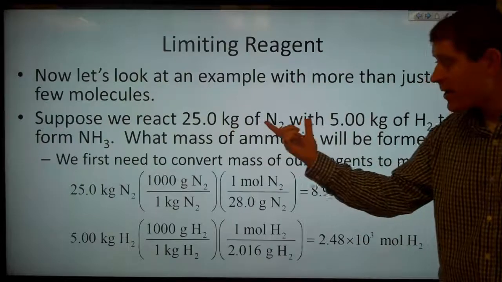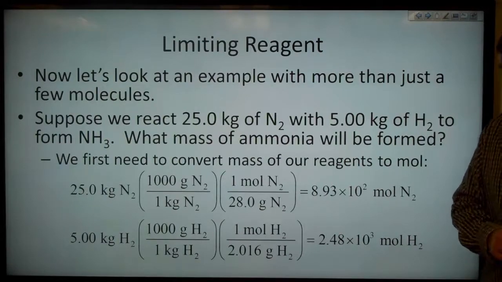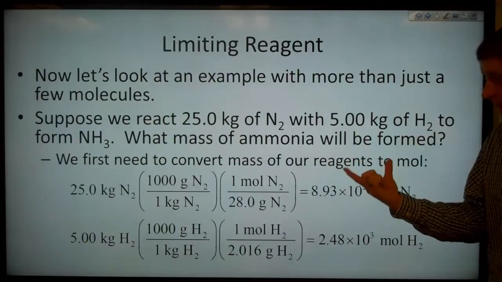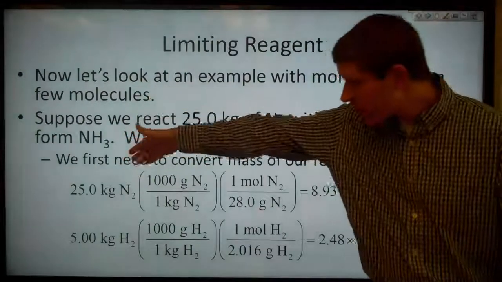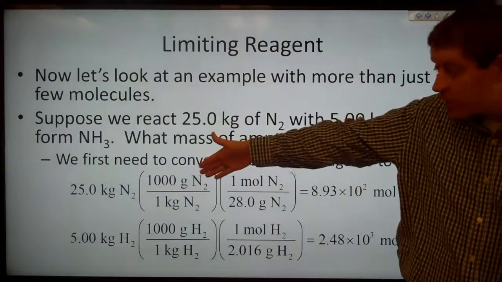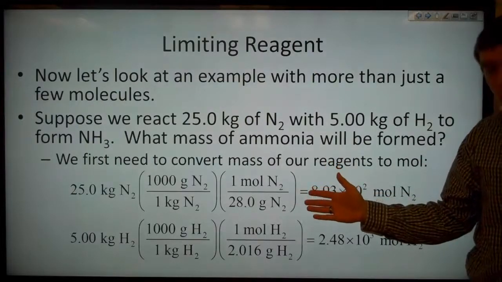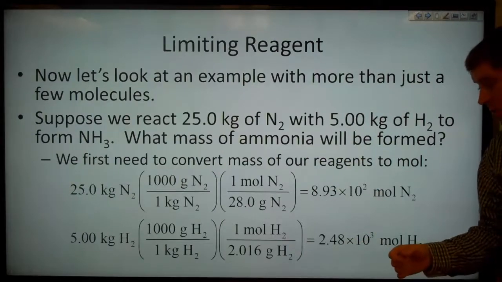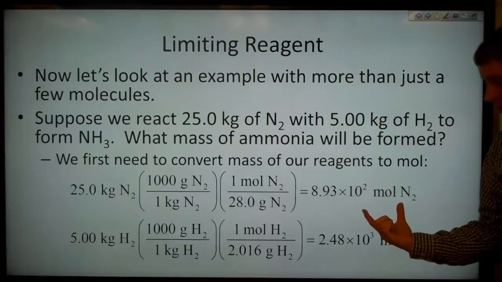So suppose we react 25.0 kilograms of nitrogen with 5.00 kilograms of hydrogen to form ammonia. And what mass of ammonia will be formed? Well, first we need to convert the mass of our reagents into moles of our reagents. So 25.0 kilograms, we're going to change that into grams with dimensional analysis, and then we're going to change from grams of nitrogen into moles of nitrogen, and we have 8.93 times 10 to the 2 moles of nitrogen. So we have 893 moles of nitrogen.